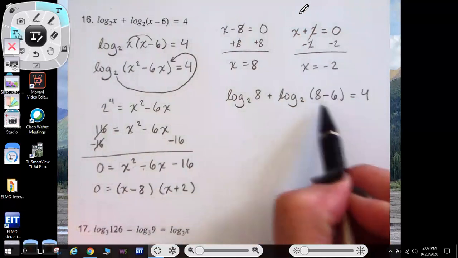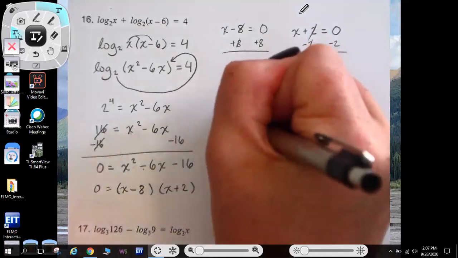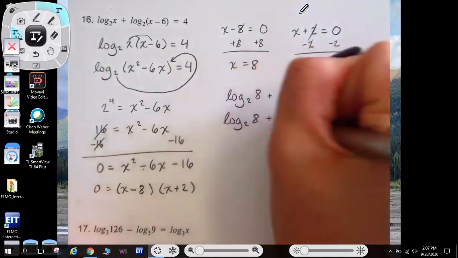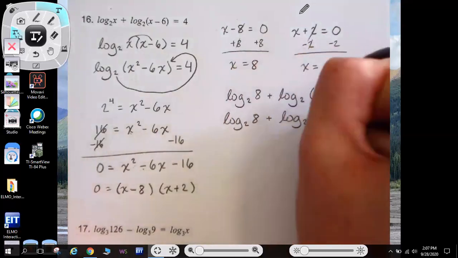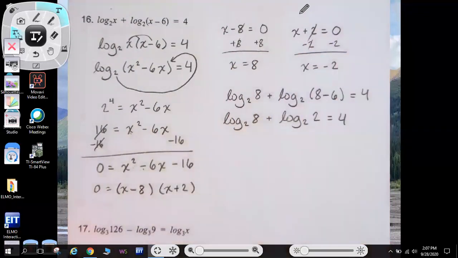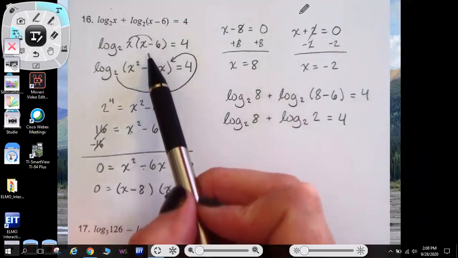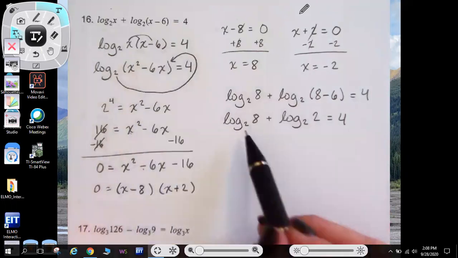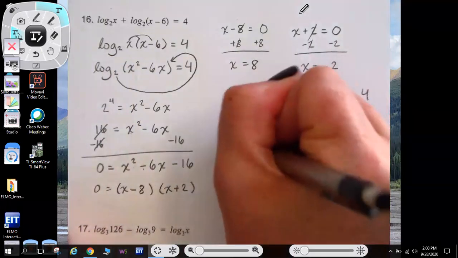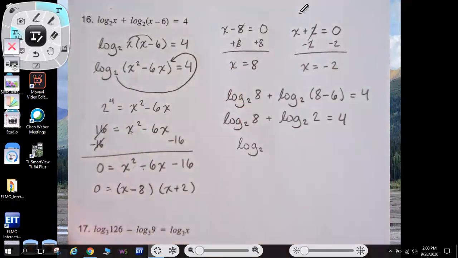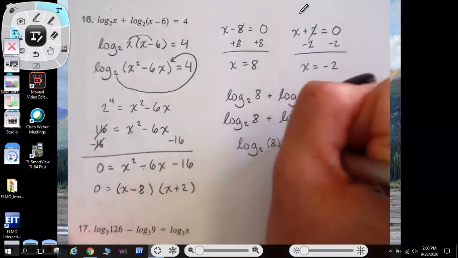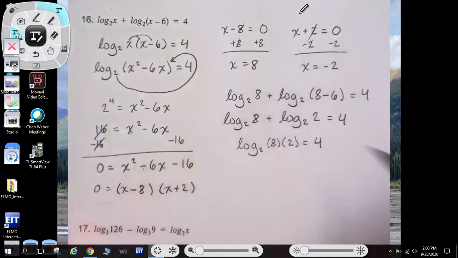We want to do any math that there might be to make sure that we don't have a negative where we're not allowed to have a negative. So log base 2 of 8 plus log base 2, 8 minus 6 is a positive 2. So there's not any negatives where there's not supposed to be negatives. From here, we can follow the same steps that we followed when we were solving. So we want to combine these two logarithms into one. Log base 2 stays the same, and then we're multiplying 8 times 2 equals 4.